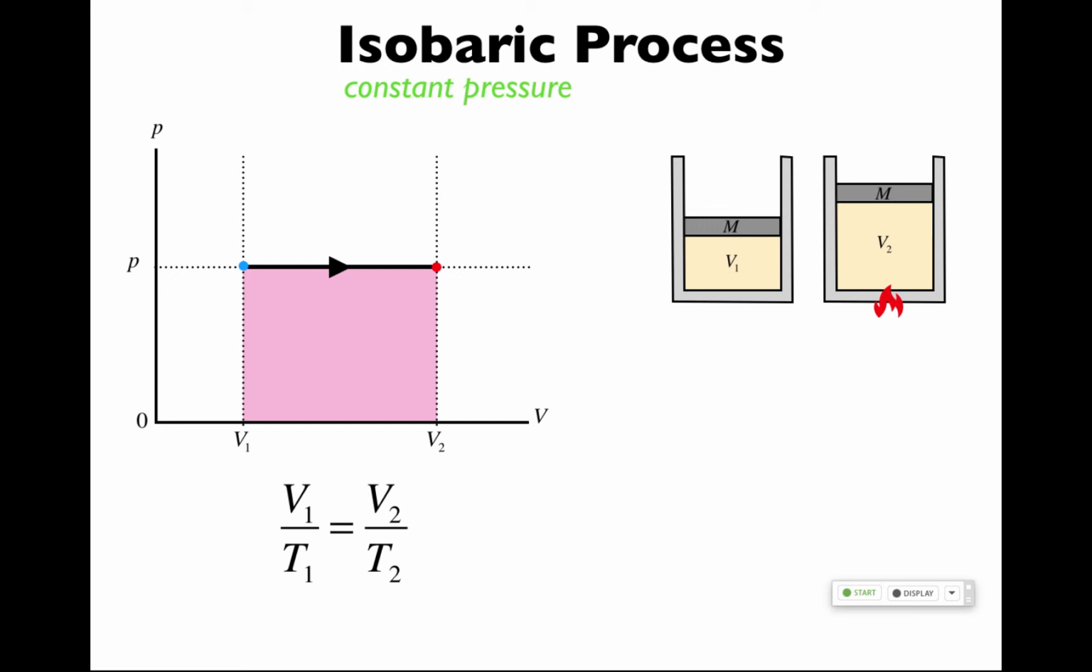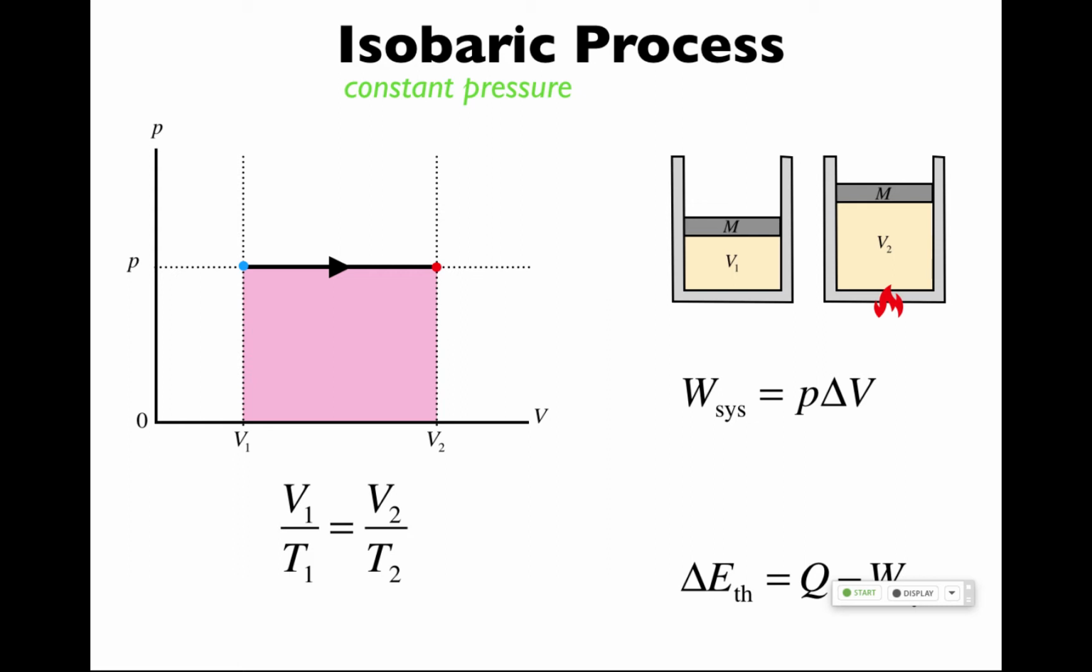What's the work here? The integral. It's pressure. It's base, which is delta V, times height, which is P. So P delta V. Work done by the system should be P delta V. In this case, is it positive or negative? Positive. Work done by the system here is positive. Work done by the environment would be negative.